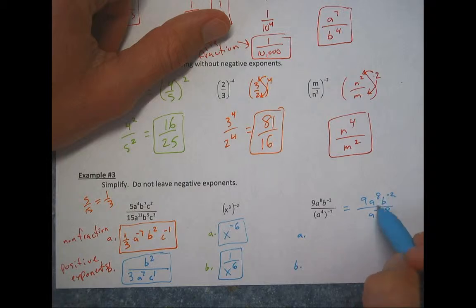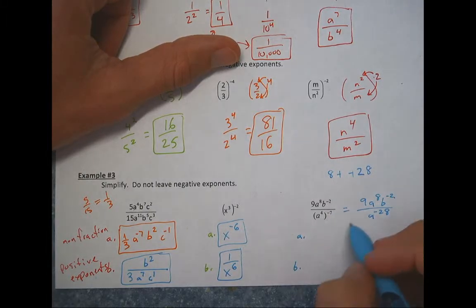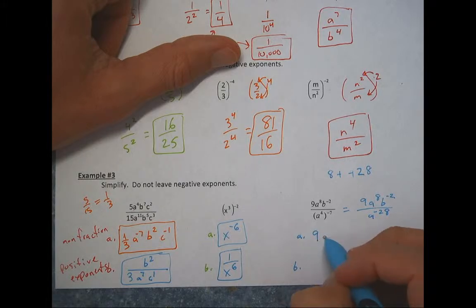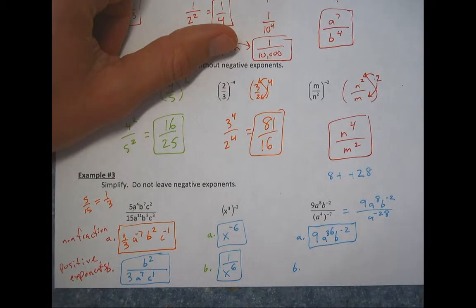So what I'm going to do is go ahead and use my quotient rule and do a to the 8th divided by a to the -28th, which means subtract my exponents. So 8 minus -28 is going to go plus, and that's 36. So I have 9, a to the 36th, b to the -2. So there's my non-fractional answer. Again, this is equivalent. All three of these are equivalent.